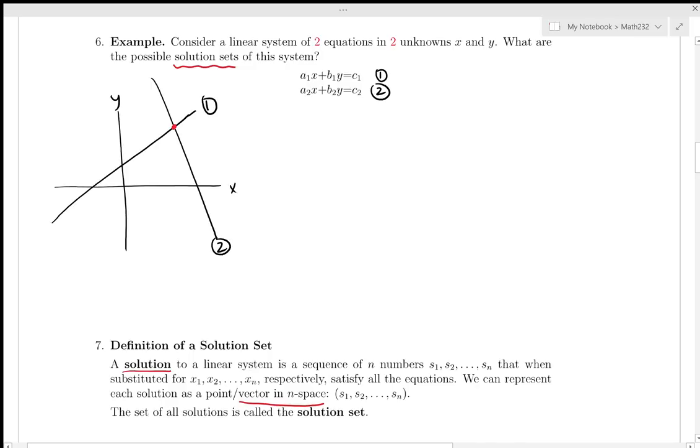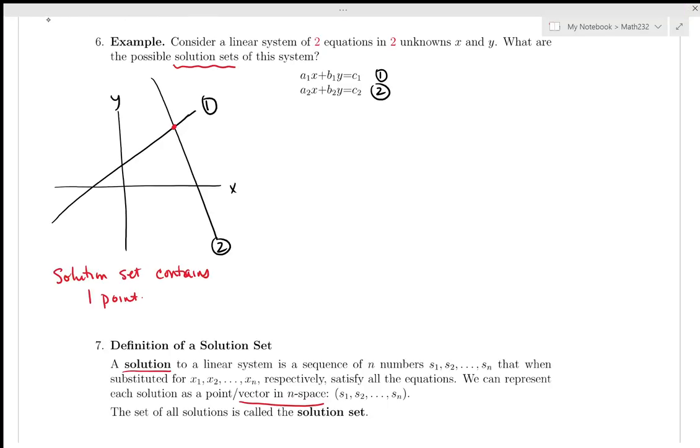So here, the plausible solution sets, well, here's one possibility. The solution set contains 1 point. Okay, that's possibility 1.